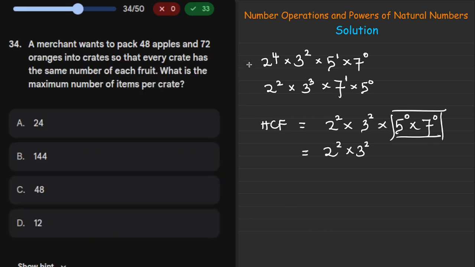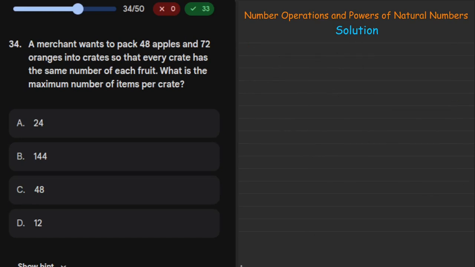Question number 34 says, a merchant wants to pack 48 apples and 72 oranges into crates so that every crate has the same number of each fruit. What is the maximum number of items per crate? This is a word problem that features the highest common factor.